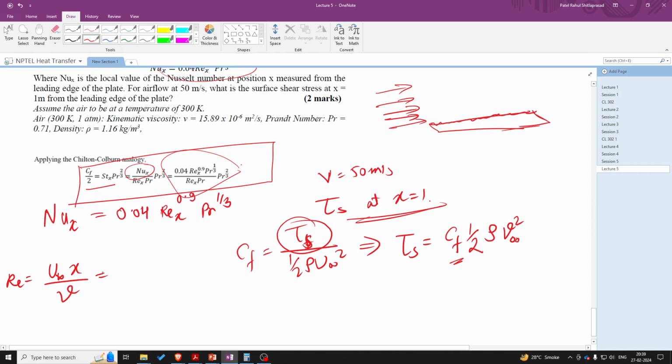So you can replace the values: velocity is 50 meters per second, the length is 1 meter that we have been given, and the kinematic viscosity is 15.89 into 10 raised to -6. So the Reynolds number will come around 3.15 into 10 raised to 6. The Prandtl number we have been given as 0.71.